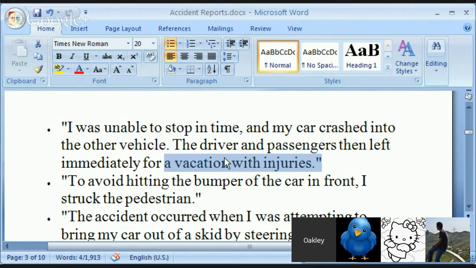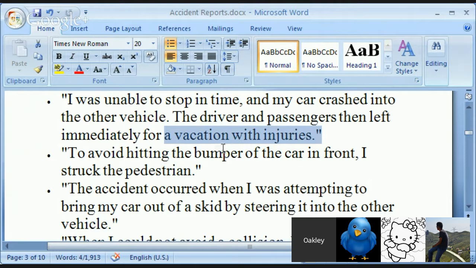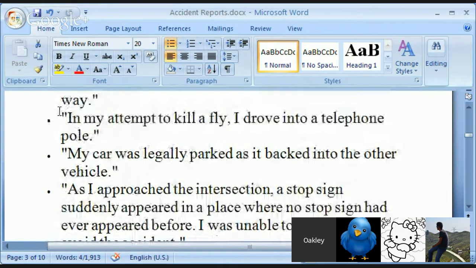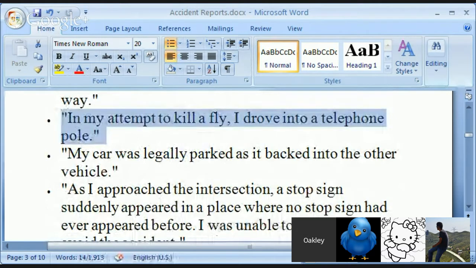Okay. Let's try this one here. In my attempt to kill a fly, I drove into a telephone pole. Okay. Hmm. Attempt to kill.